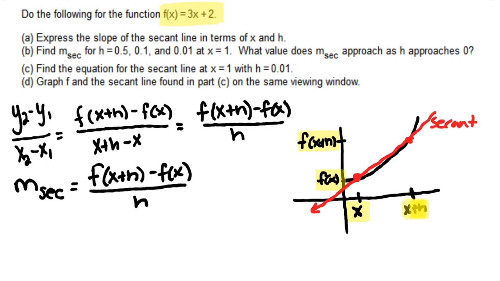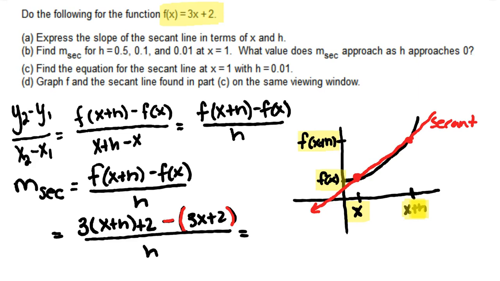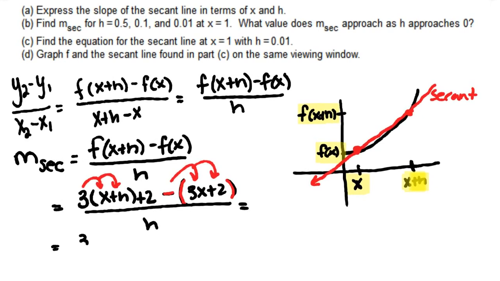So I'll start off by finding f of x plus h. Everywhere I see an x, I'm going to change it to x plus h. So that becomes 3 times x plus h plus 2. And then I want to subtract f of x. Our function f of x is 3x plus 2, and notice I put parentheses around that function. And that's to make sure that this minus applies to the whole function and not just the first term. In the denominator, we have h. So I'm going to use the distributive property on this 3 and the distributive property on this negative. That will give me 3x plus 3h plus 2 minus 3x minus 2 over h.